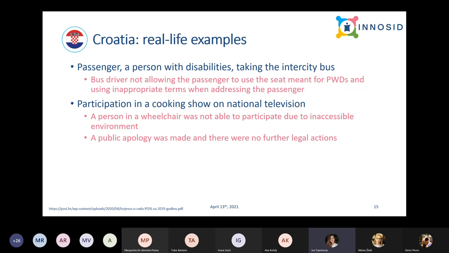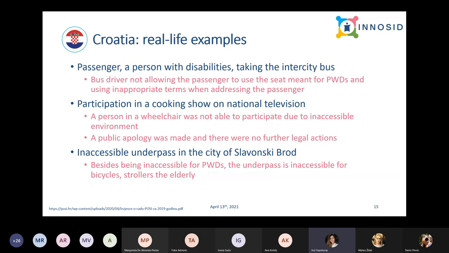participation, or rather not being able to participate, in a cooking show on national television. So a person in a wheelchair wasn't able to participate due to an inaccessible environment. This was resolved with a public apology by the national television. In the apology, they stated that the cooking show had a BBC license that had certain scenographic requirements from which the national television shouldn't have deviated. So that was the reason for the inaccessible environment. You can draw your own conclusions from this.